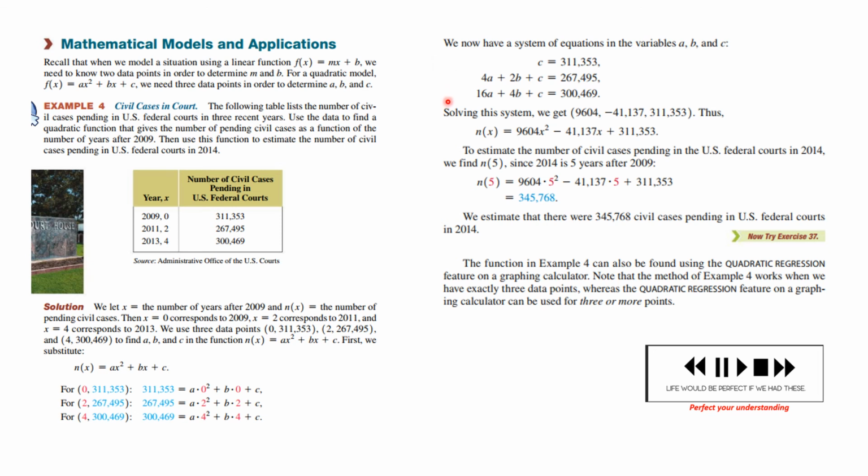equations and 3 unknowns. Now this is solved readily because we can take this value, substitute it in here, and then we have 2 equations and 2 unknowns. But if we solve it, we get this as our coefficients. A is going to be 9604, B is going to be minus 41,137, and C is going to be 311,353. So this is the model that we have. So then, to answer the final part of the question, we're going to substitute 5 in, and we'll get this as our estimate for the civil cases pending in the U.S.